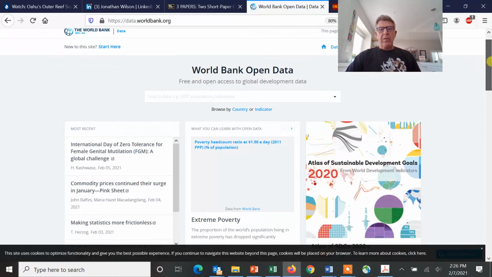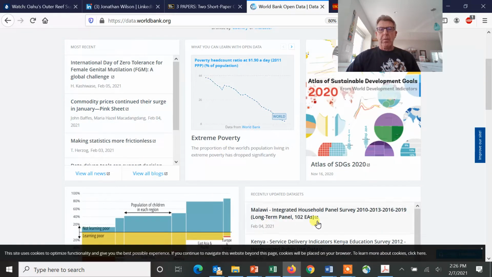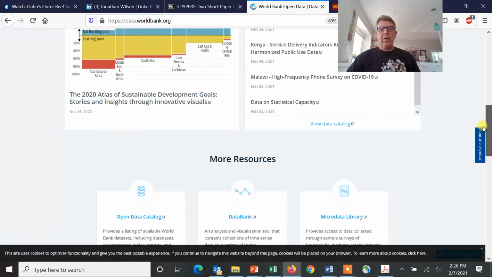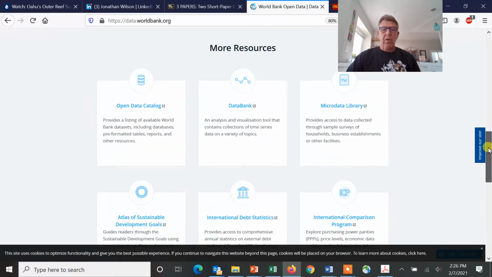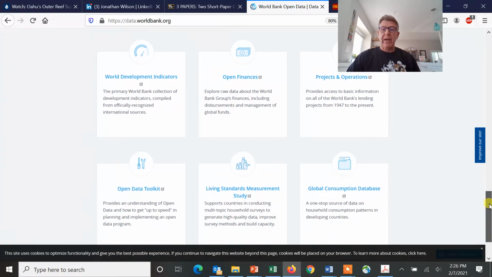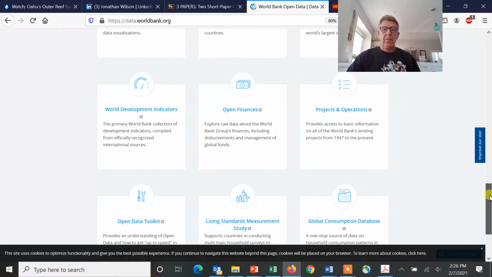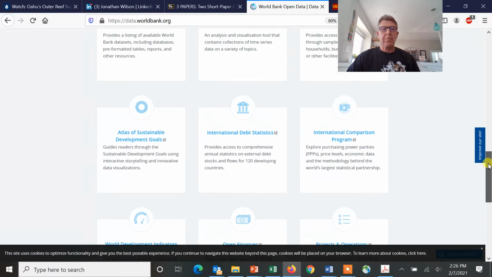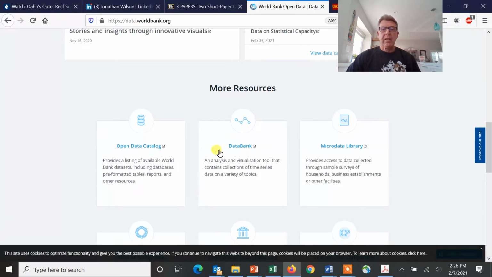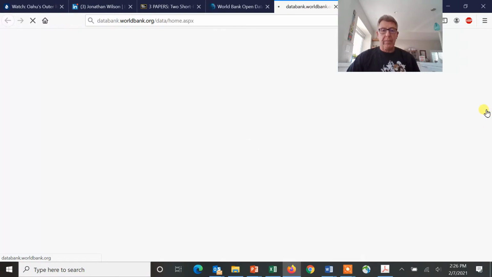These are the more topical elements right here. And so some people treat this like a newspaper. And then these are the databases that you're able to access. So look at all this stuff. Open finance, projects and operations that you might be interested in, and the data bank. This is where we're going in.